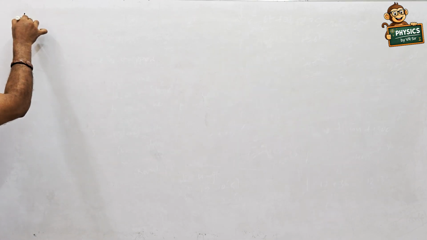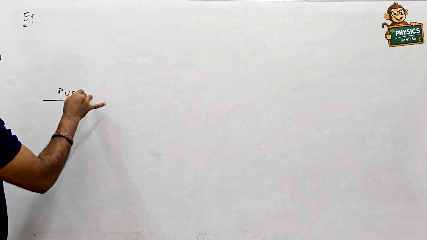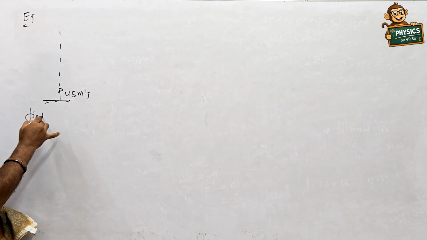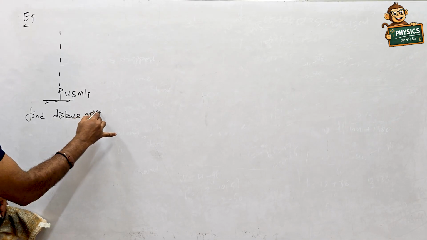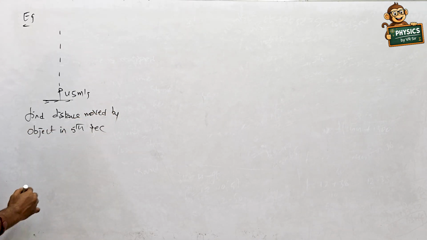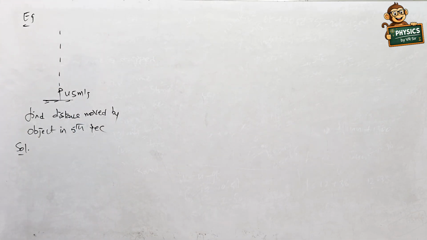So let us see the next example. An object is thrown up with a speed of 45 meters per second from the ground. They are asking us to find the distance moved by the object in the 5th second. And this is the question. So, the distance moved by the object in the 5th second.